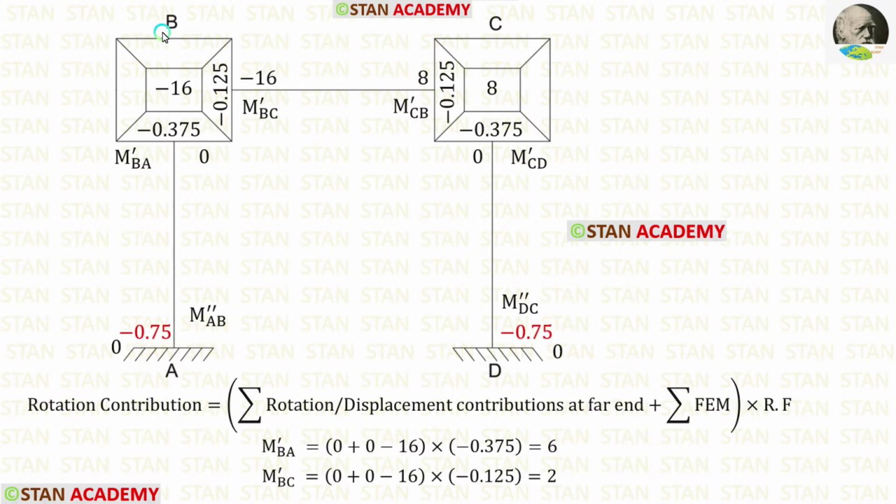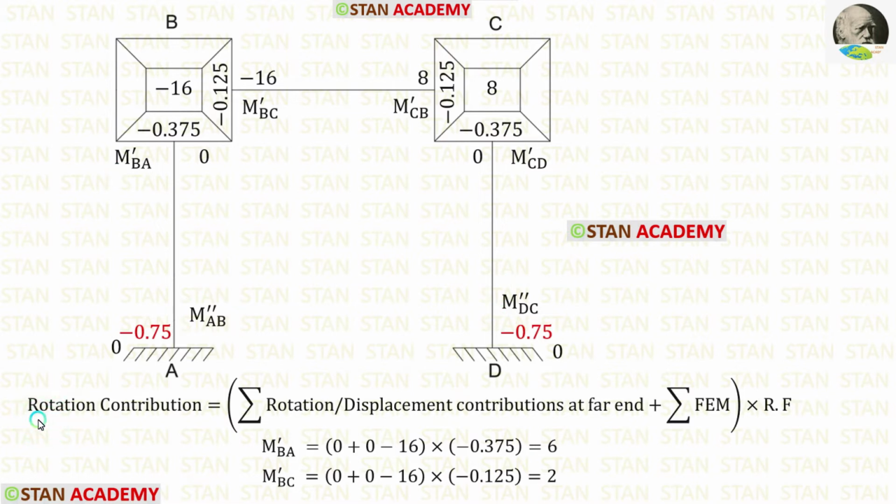In the Kani's method, we have to find the rotation contributions. In the joint B, we have two rotation contributions, M'-BA and M'-BC. And in the joint C also, we have two rotation contributions, M'-CB and M'-CD. Since in this frame we have sway, we have to find the displacement contributions also. In the column AB, we have the displacement contribution M''-AB, and in the column CD, we have the displacement contribution M''-DC.